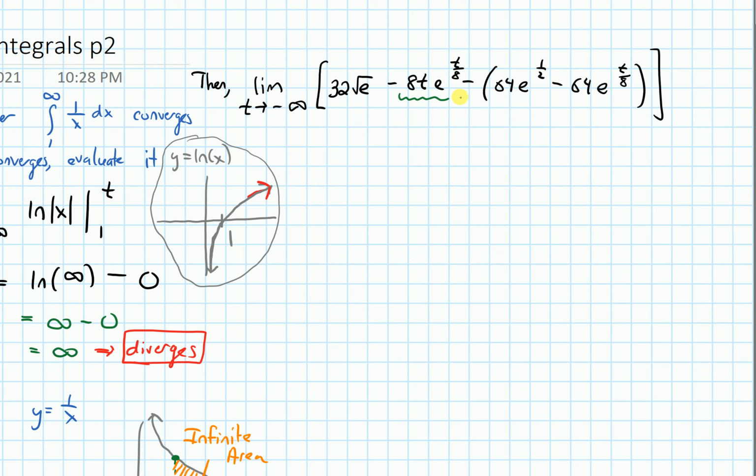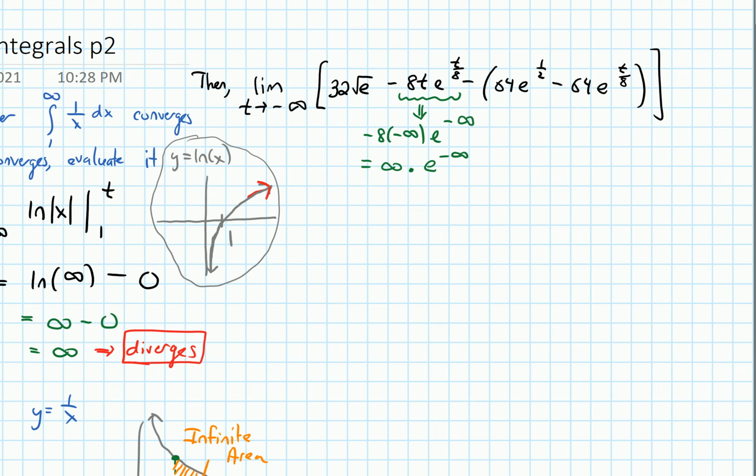As before, when I have a limit, the first thing that I usually do is try to plug in. If I plug into this, I'll get negative 8 times negative infinity, and then e to the negative infinity over 8, which is still negative infinity. Negative 8 times negative infinity is positive infinity, and I'll get infinity times e to the negative infinity.